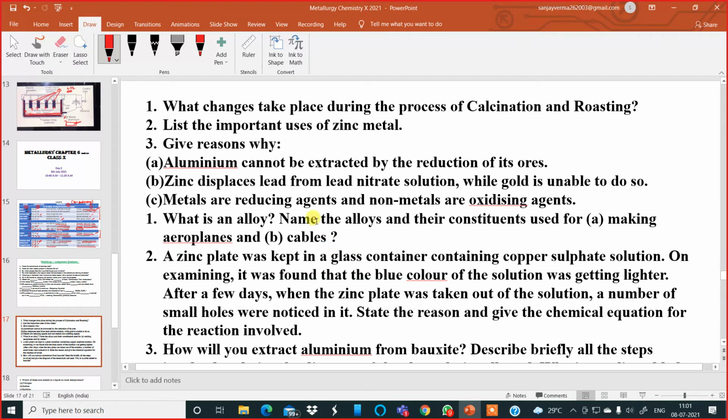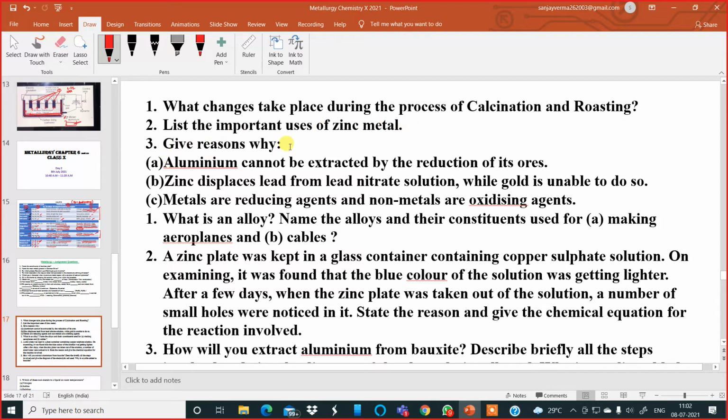What changes take place during calcination and roasting? What are the changes happening? So that is number one. Number two, list the important uses of zinc metal. This you can find out from the book. One use I can tell you, it is used for galvanization.